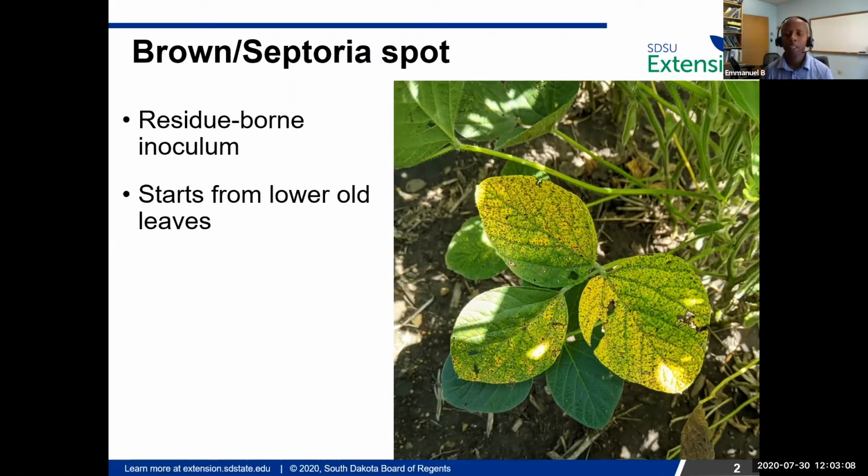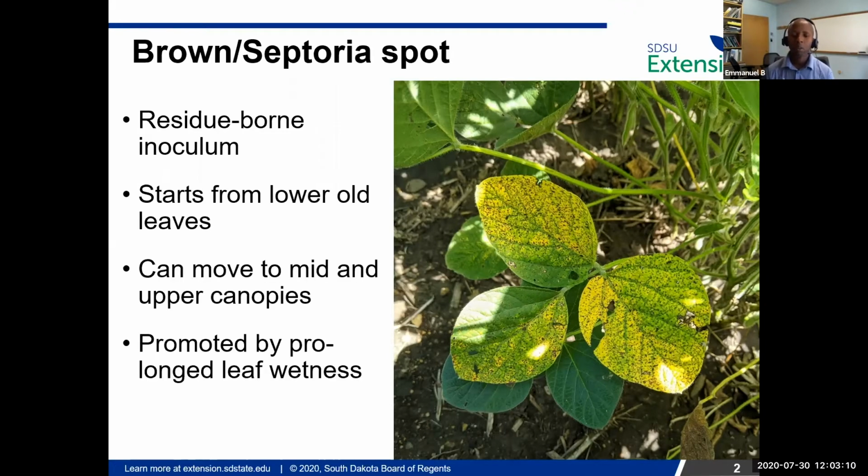But for the most part, it is really a minor disease that we don't worry about in terms of applying a fungicide. But if the field is soybean on soybean, or we have really narrow row spacing where this disease is starting to move into the middle canopy, especially around R3, R4, when we recommend a fungicide, then a fungicide would be justified to control this disease. But again, as I mentioned, this is usually a minor disease that stays in the lower old leaves. Rarely does it move to the middle and upper canopy to cause significant yield loss.